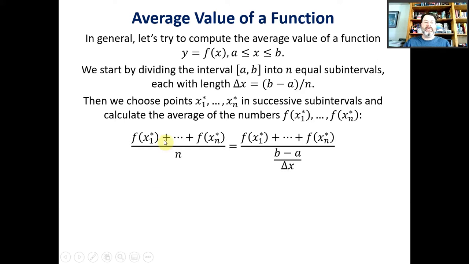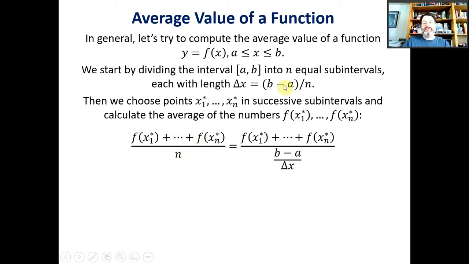And that's what this says here, right? Let's say there are 24 temperature readings, so n would be 24. So you'd have f of x1 star. In the first hour, you take one reading. Again, the star just means any point in the interval. So whatever the function is there, and you go all the way up to f of x24 star, divided by 24. So this is just the formula for a mean.